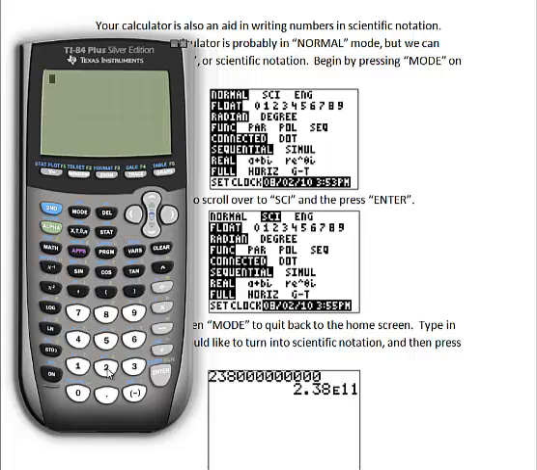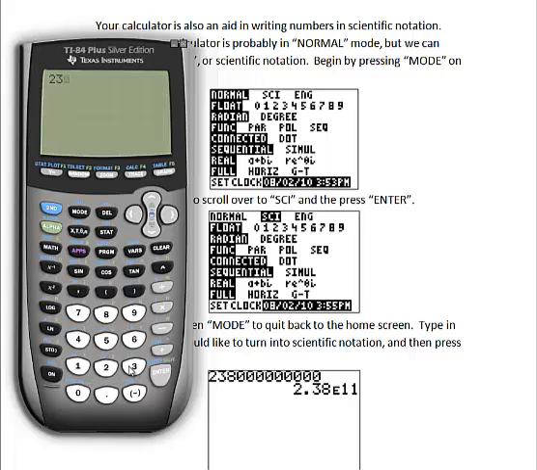So if you type in a really big number, let's first look at the mode. Here's the mode button right there. At the top you can see normal, scientific, and engineering. And for this class we only use either normal or scientific. It's in normal mode. Okay, it's flashing. I hit enter.